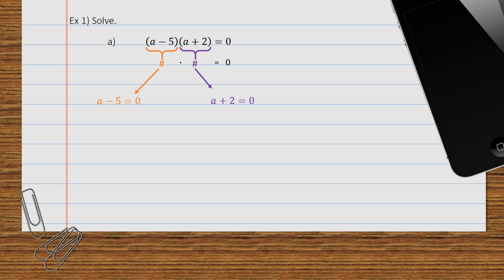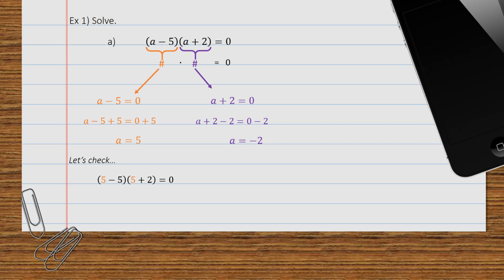Looking back at the first, a minus 5 equals 0. To get a by itself, we need to add 5 on both sides, which gives you a equals 5. Now looking at the second equation, to solve for a, we need to undo adding, which means we subtract 2 on both sides, which gives you a equals negative 2. So what we appear to have are two solutions, but let's take the time to check.